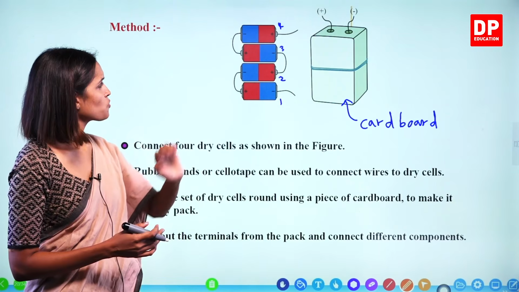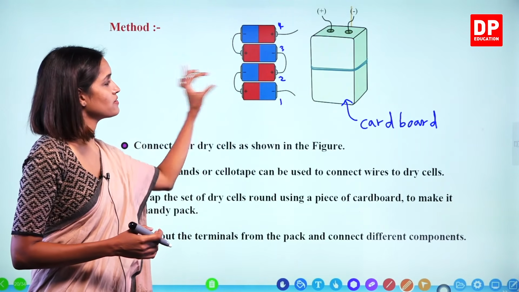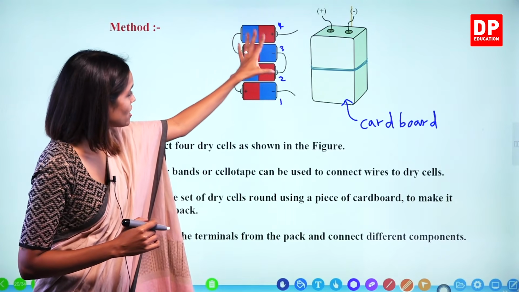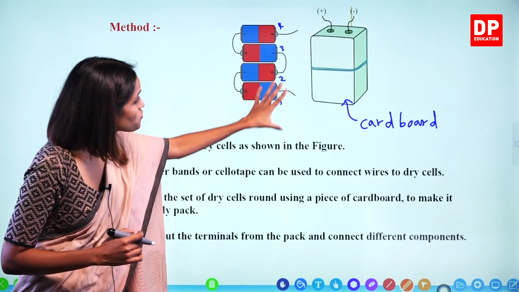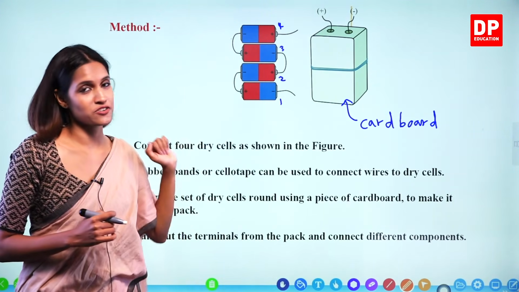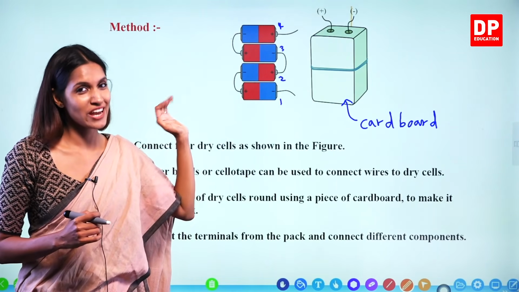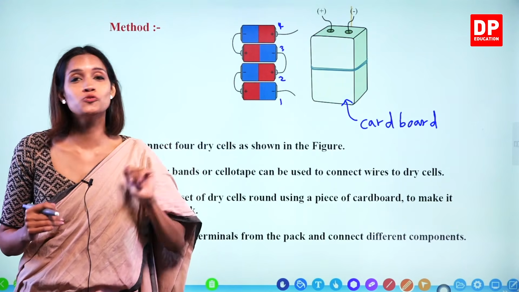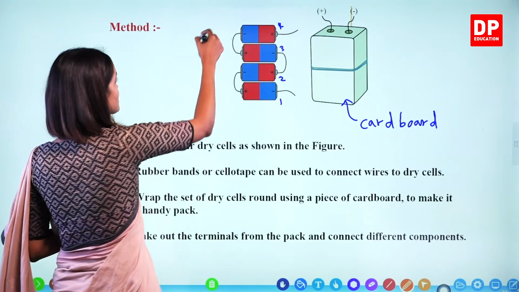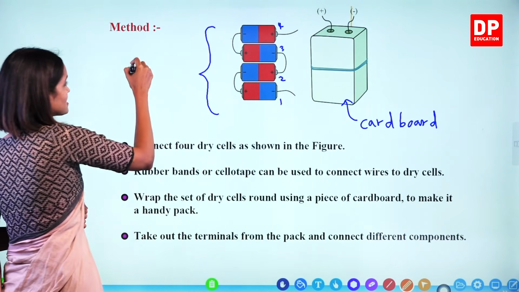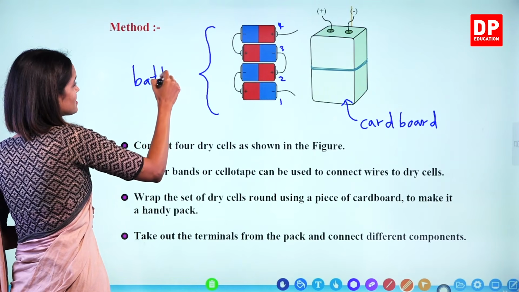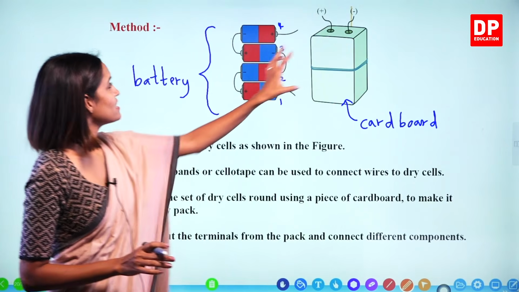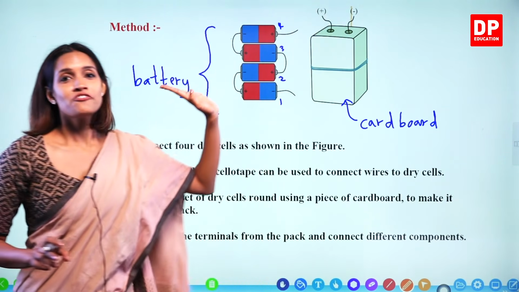Okay, children. So first we can do the experiment with a single dry cell, with one cell, and next we can do the experiment using 4 dry cells, or a battery. Now this is a battery. Understand what a battery is? A battery is made by combining 2 or more dry cells. Now this entire setup is a battery. Okay, children, so we can connect different components to these free ends.